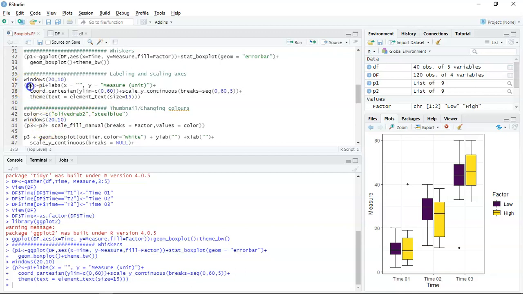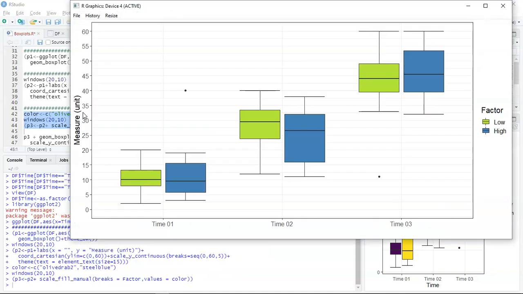So all that's actually here is the additional code. I'm taking P2, which is the graph on the bottom right hand side of the screen, and then just specifying the colors. So here on line 42, I'm specifying what colors I want, olive drab 2 and steel blue. And then here I'm saying scale fill manual, so I'm specifying that I want to change the color of the fill. And here I'm stating the values of the color, which is mentioned up here on line 42. If I highlight that here, this is how it comes back, which I think is quite nice.